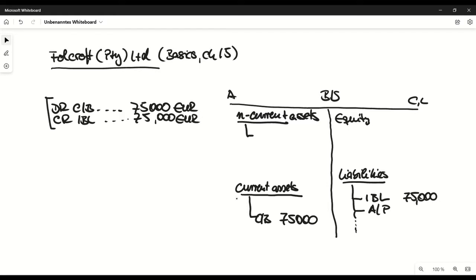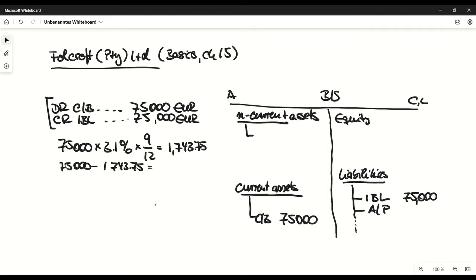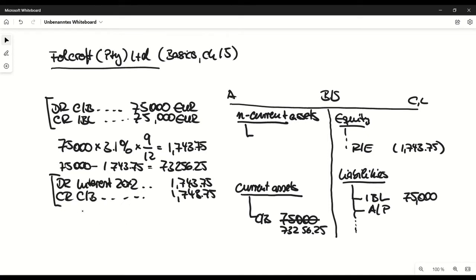So the interest payment in this case is 3.1% multiplied by 75% multiplied by 75,000. In total, the interest is 1,743.75. I have to deduct interest from cash bank. So I'm left with 73,256.25. At the same time, in retained earnings, I record an expense of 1,743.75. Next, the company has to pay the payoff amount, which is 5,000 as agreed.